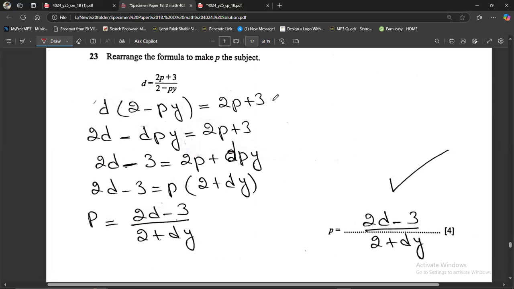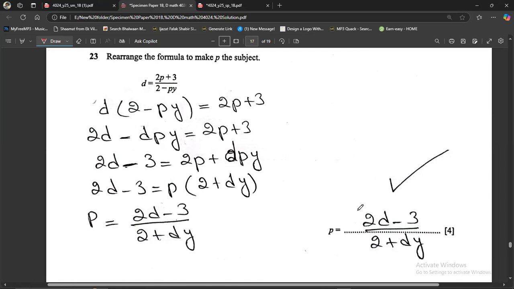The terms which have P, take them to the right side. So 2D minus 3 equals to 2P plus dPy. So 2D minus 3 is equals to, take P common. So P bracket 2 plus dy. Now make the P alone so that 2 plus dy will come on the other side and it will divide. So you will have P equals to 2D minus 3 divided by 2 plus dy.